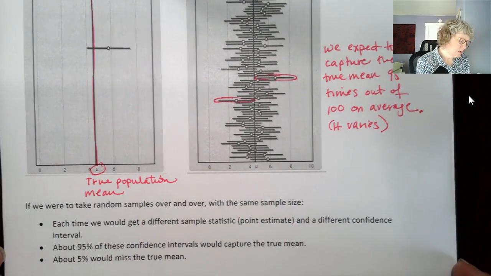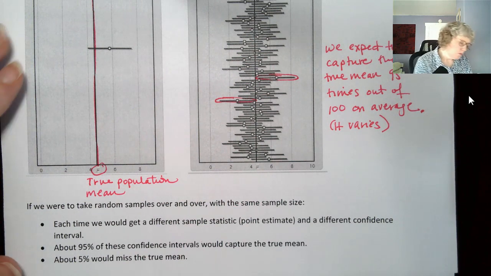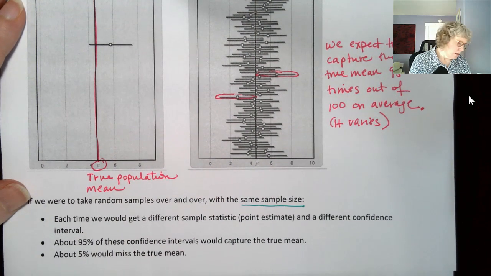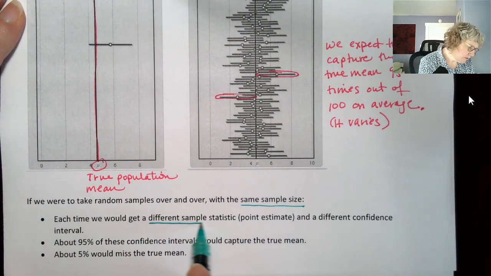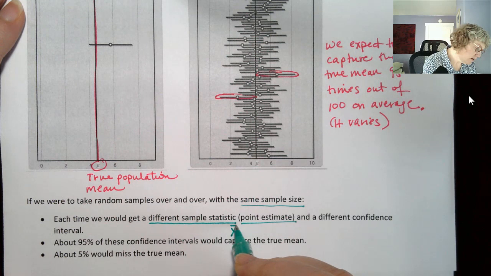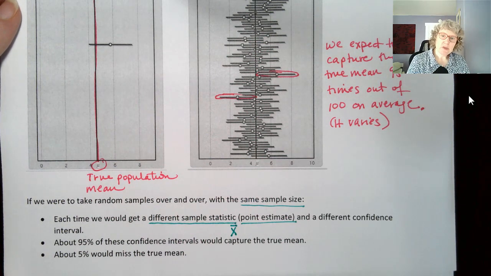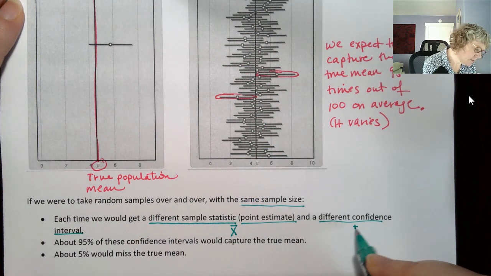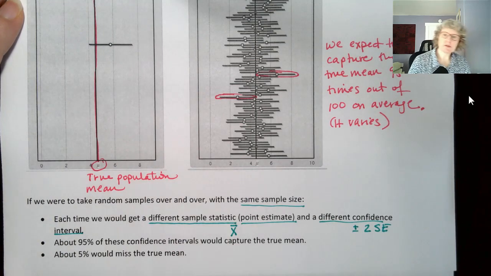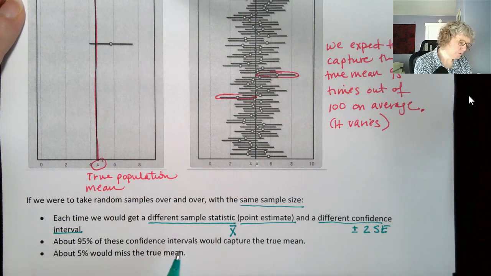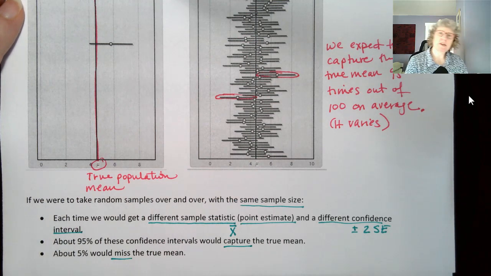If we were to take random samples over and over again with the same sample size, remember this was n equals 50 the whole time, each time we would get a different sample statistic, also called point estimate. In this case, that was x bar, because we were doing means. And then we get a different confidence interval each time, right? And we're using the plus or minus 2 standard errors for that. Then about 95% of these confidence intervals would capture the true mean, and about 5% would miss the true mean.